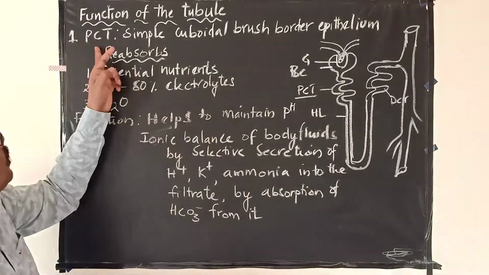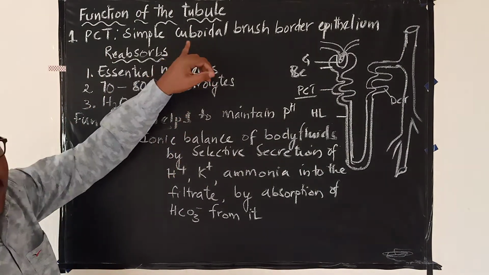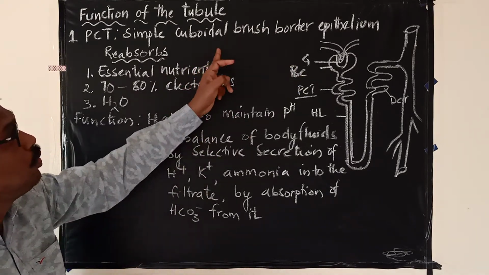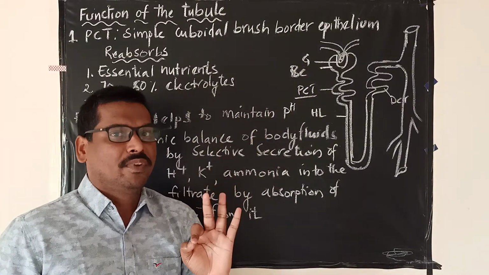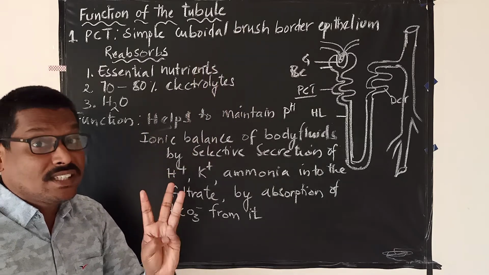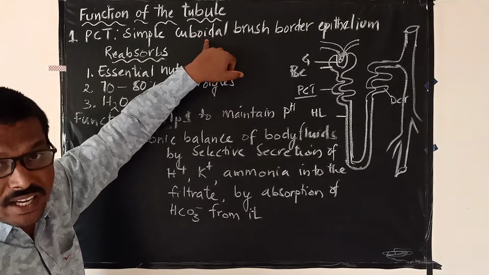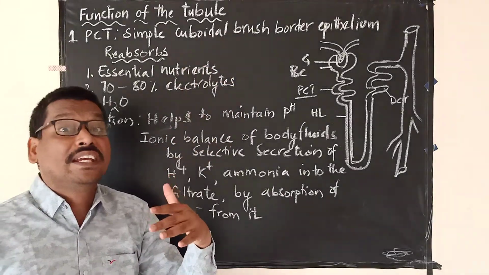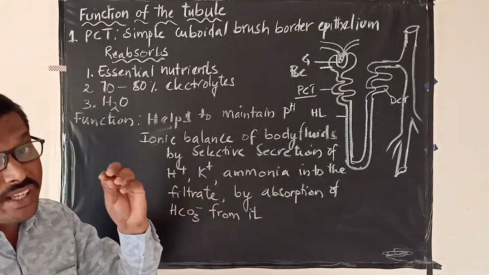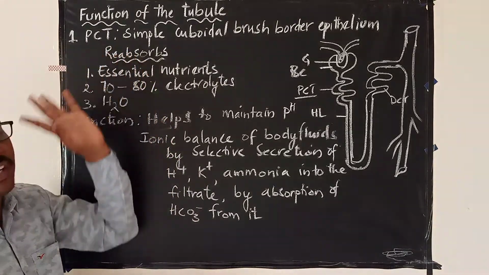Here, PCT represents the proximal convoluted tubule, and it has simple cuboidal brush bordered epithelium. The most important point why we are highlighting this is that it increases the surface area for reabsorption. Please remember that these cells help in increasing the surface area for reabsorption of substances from the nephron. Now, what is the function of the proximal convoluted tubule?